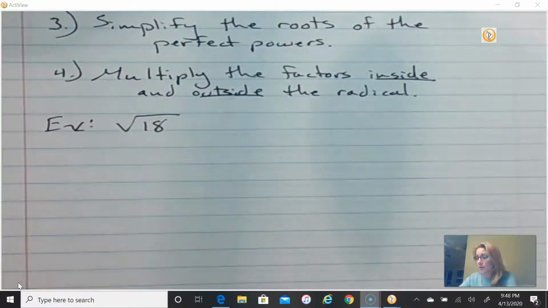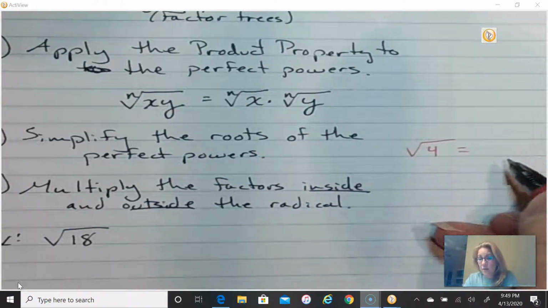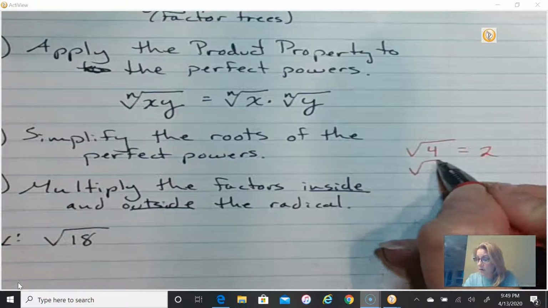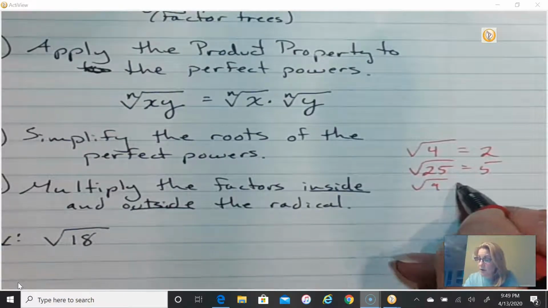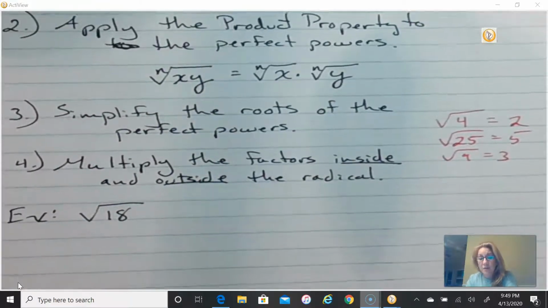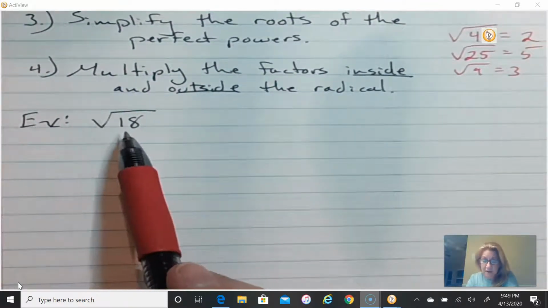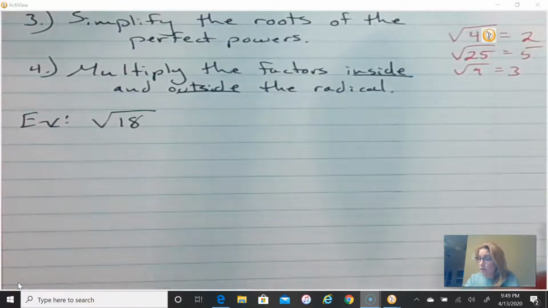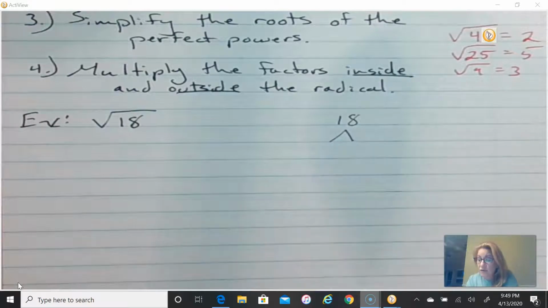Remember, a perfect square would be something like the square root of 4 is 2. Square root of 25 is 5. Square root of 9 is 3. Those are perfect squares. The stuff we're doing is not. So we have 18. Nothing times itself is going to give us 18. So we have to do the factor tree.